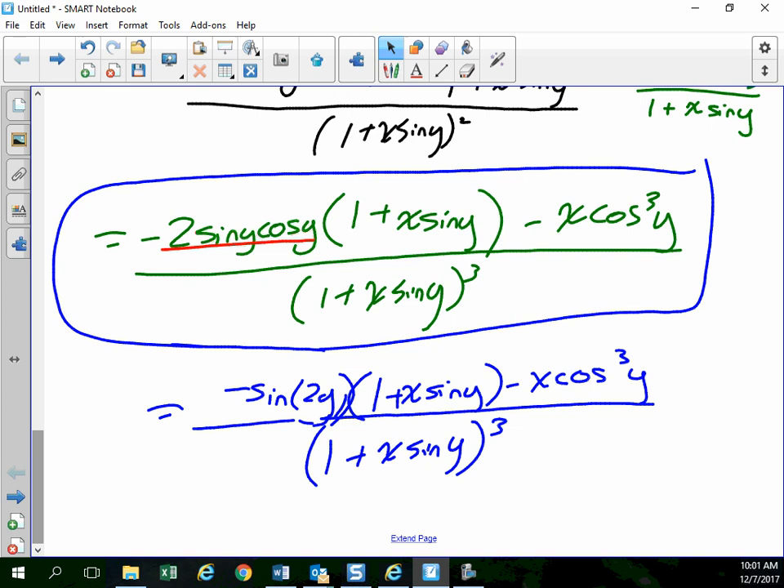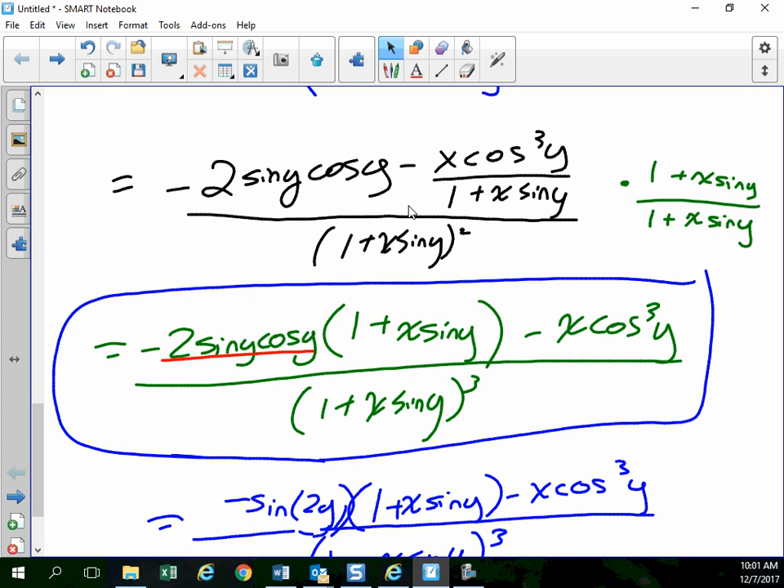John asked, could you split this, like here, into 2 separate fractions and deal with it that way? Yes. And you give me that answer as well. By the way, that would be negative 2 sine y cosine y over that quantity squared. And the right-hand one would be minus x cosine cubed y over the quantity cubed. That would be the difference of having it in 2 separate pieces.